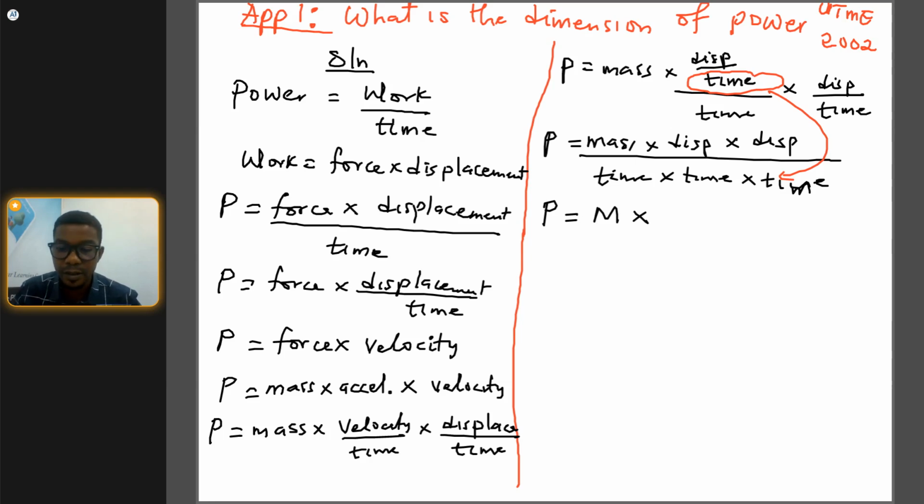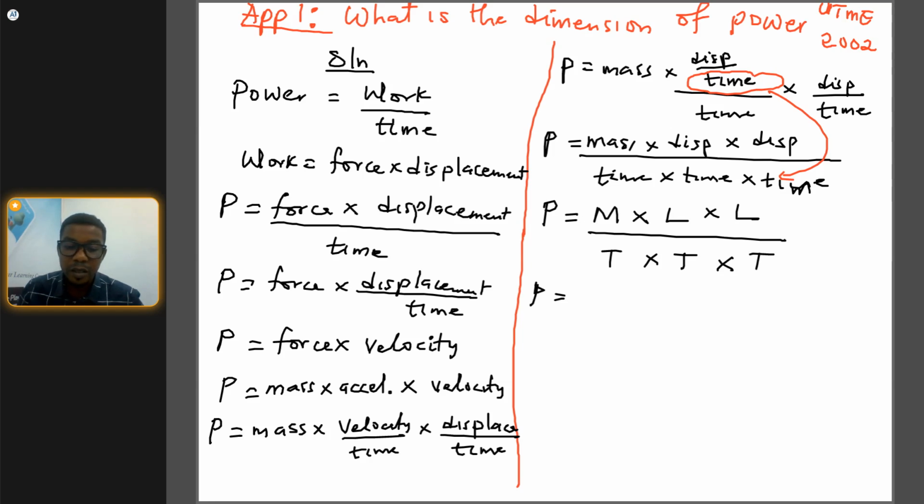Displacement is talking about length. Displacement is talking about what? Length. So that is L times another displacement again, L, over time is represented by T times another time, T times another time, T. So we have power equals M L square over T raised to power 3, which will be equivalent to ML square.